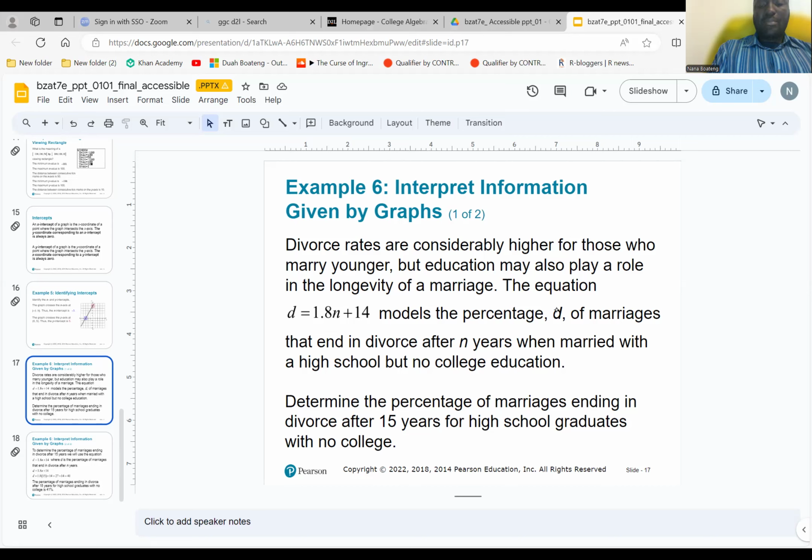D is the percentage. So from this equation, we are told that D is the percent of marriages that end in divorce. And n is the number of years married with a high school but no college education. So if we are given an n value equal to 15, to find the divorce rate, you would have to substitute 15 in place of n into this equation to find the divorce rate. So let us try and do that. Let me share my Blackboard again.